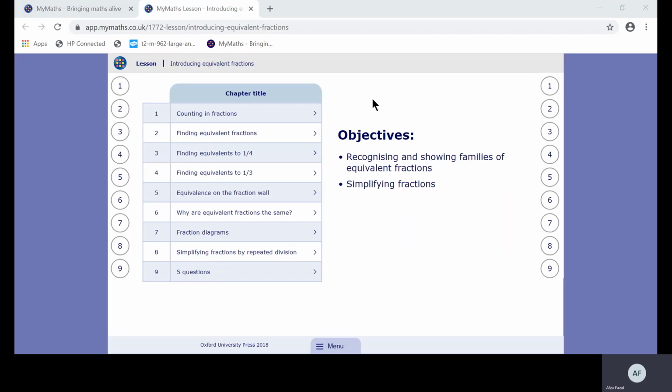So, introducing equivalent fractions. Think about the word equivalent. Equal means the same, so it's having the same value. The objectives are recognizing and showing families of equivalent fractions and simplifying fractions. So counting in fractions, finding equivalent fractions to a quarter, to a third. You've got the fraction wall, why equivalent fractions are the same, fraction diagrams, simplifying fractions by repeated division, and 5 questions at the end.